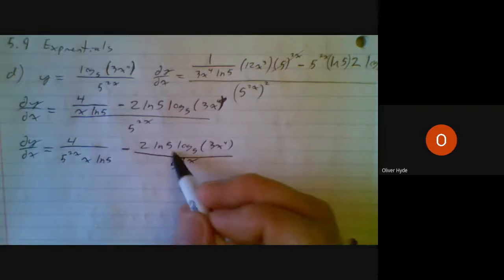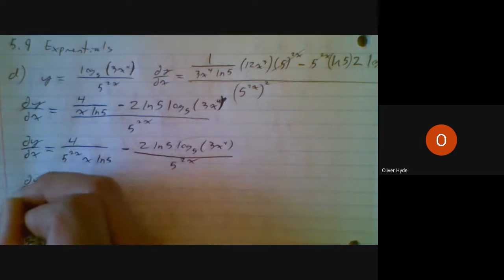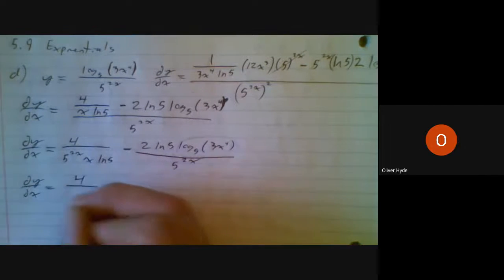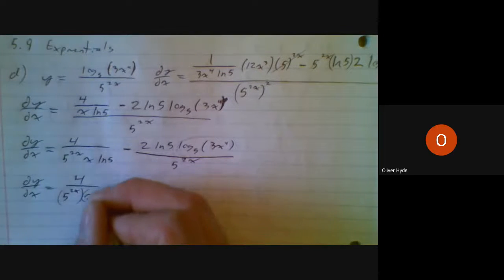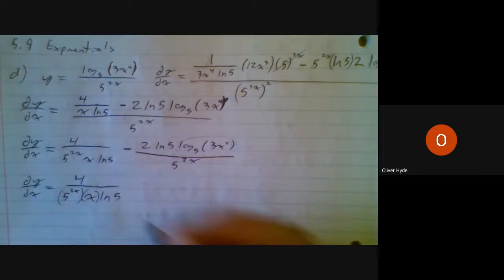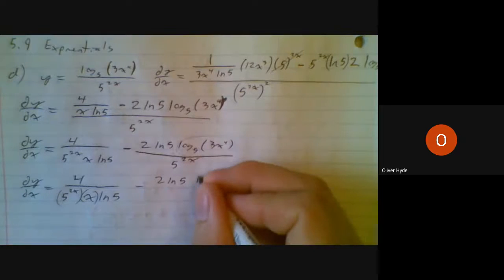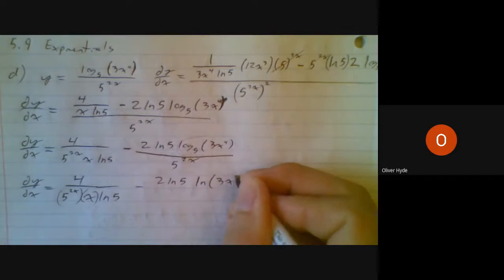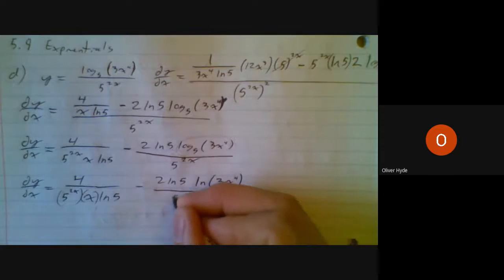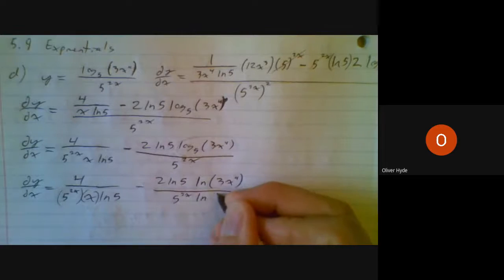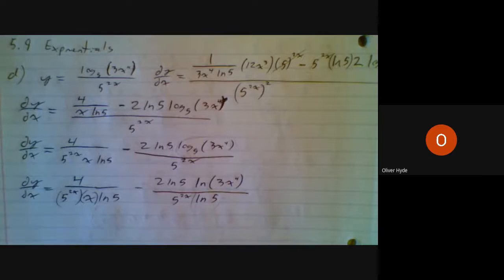So it looks like what I decided to do here is change this general logarithm into a natural logarithm using a change of base. So let's keep this 4 divided by 5 to the exponent 2x. Let's put a bracket there, multiplied by x, multiplied by the natural logarithm of 5, minus 2 ln 5, and then I'm going to use a change of base here. So I'll have the natural logarithm of 3x to the exponent 4 divided by, and then I'll have 5 to the exponent 2x multiplied by the natural logarithm of 5. So I already have a shared denominator factor of natural logarithm of 5.